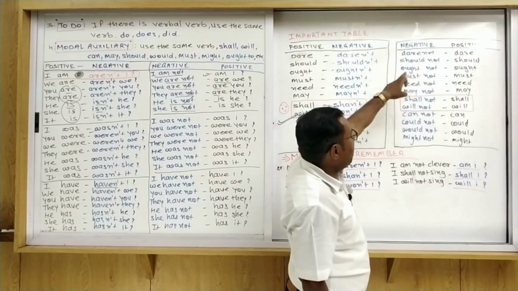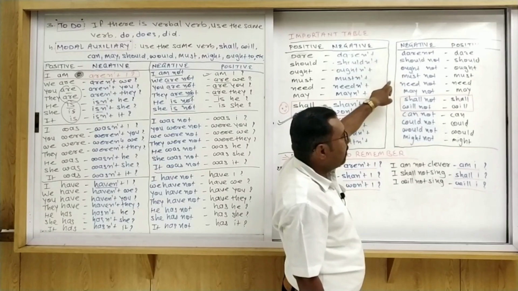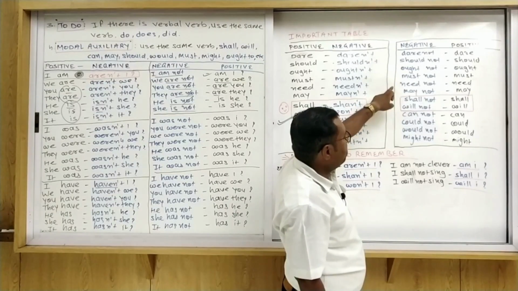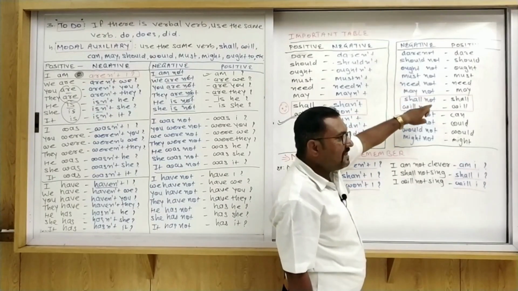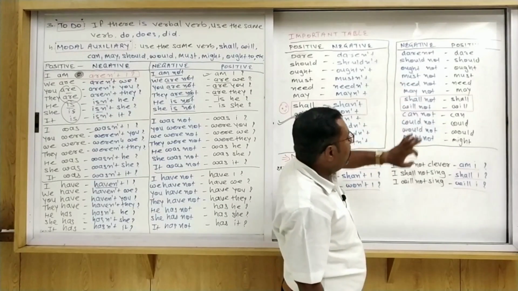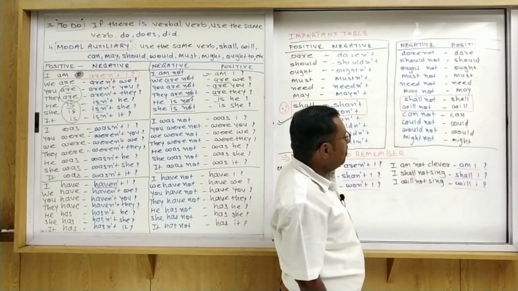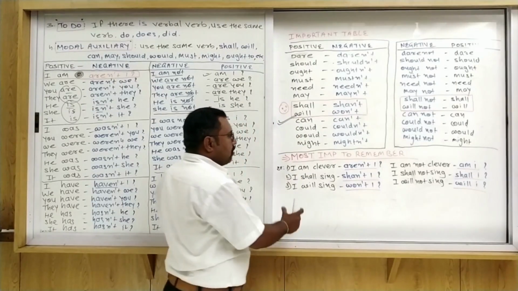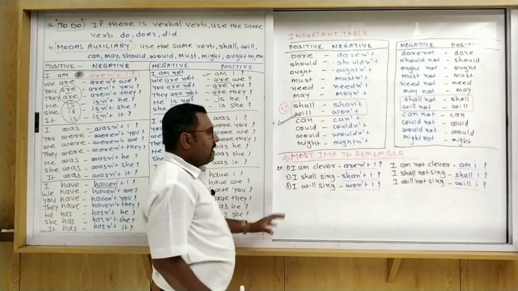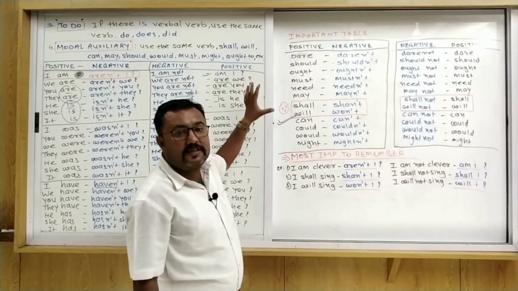Dare not, dare. Should not, should. Would not, would. Must not, must. Need not, need. May not, may. Shall not, shall. Will not, will. Cannot, can. Could not, could. Would not, would. And might not, might. So, most important to remember. If you remember this thing, then it is not necessary to remember all the things.